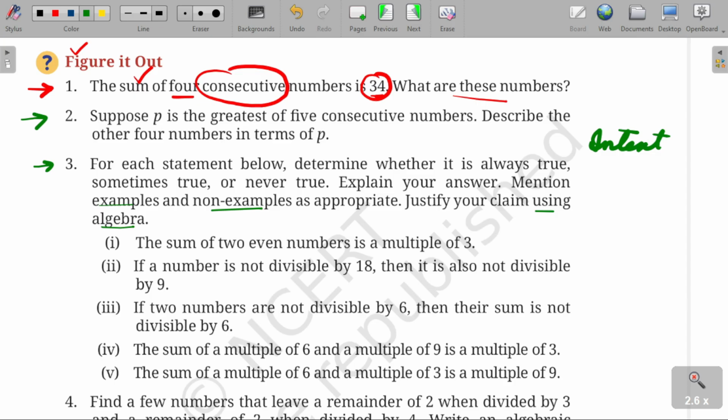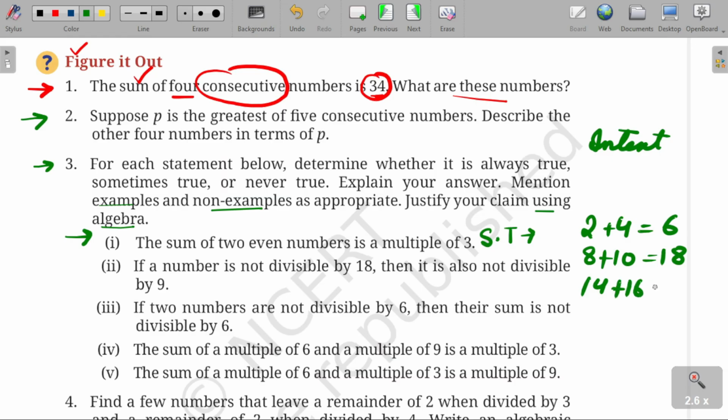Fine. So, statement number 1: the sum of two even numbers is a multiple of 3. The sum of two even numbers is a multiple of 3. So this is sometimes true. ST means sometimes true. How? I'm giving you examples. Example is like 2 plus 4. Yes, this is 6, which is a multiple of 3. 8 plus 10, 18, which is also a multiple of 3. 14 plus 16, 30, which is also a multiple of 3.